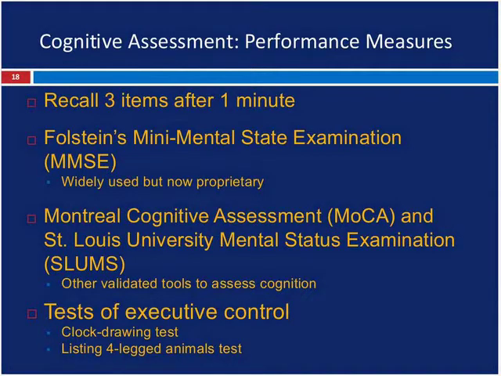And then finally, a couple of tests for executive function are a clock drawing test and listing 4-legged animals. You can also just do a simple animal naming test in a minute, asking how many animals they can name. About 18 animals a minute is normal, so if they're at fewer than 12, that's abnormal.